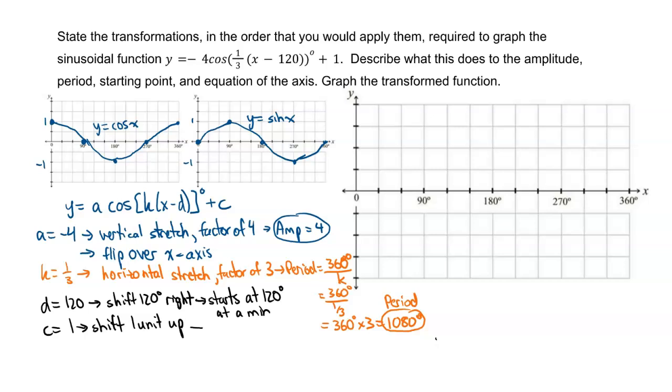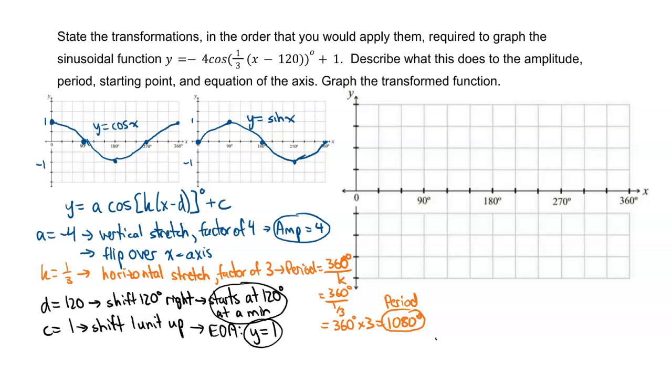The normal cosine function has an equation of the axis y equals 0. This has an equation of the axis y equals 1. So we have all those properties now, and we're going to work together to graph this. Now, we could graph this using normal transformations, just like shown in front of you.